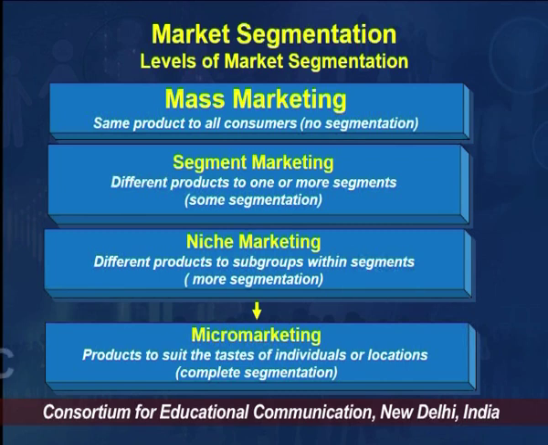There was a time when we used to call niche marketing the ultimate level of market segmentation, where different products to subgroups within the segments were being offered. So, that was called niche marketing. And there is another level called micro marketing. If I talk about micro marketing, it means products to suit the taste of individuals or locations.